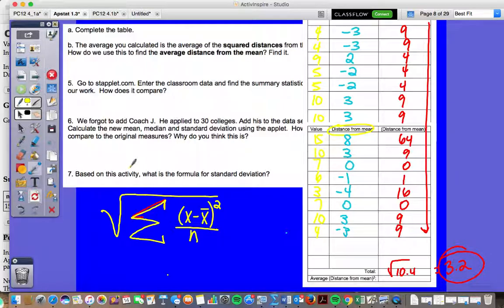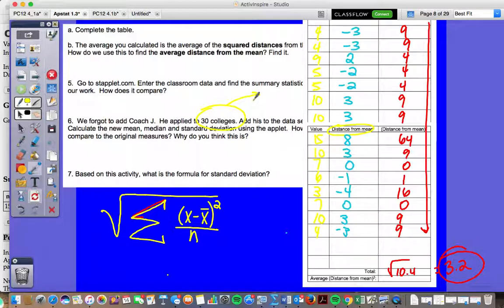Number 6. Here we go. We forgot to add Coach J. I got turned down by so many schools. I applied to 30 colleges when I was going through. Is that for real? I'm your teacher. Stop lying. 30 colleges. So if I added 30 to my list, it's not funny. I ended up at my college, Shorter University. It's a true story. I went to Shorter University.